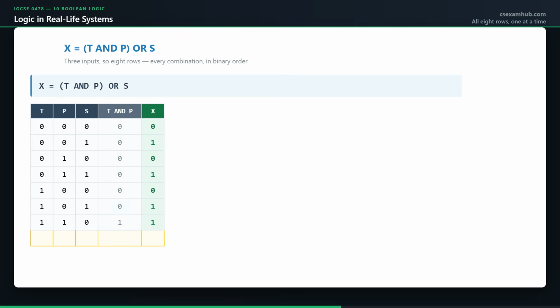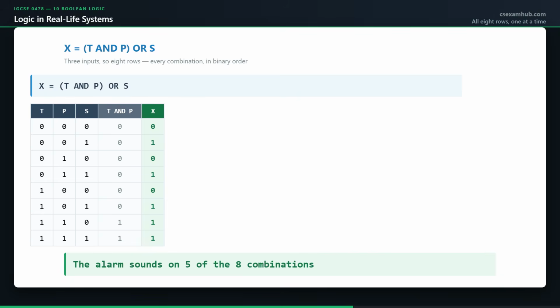Row 7, temperature and pressure both high, switch untouched. Now T and P is finally 1, so the alarm sounds without the switch. Row 8, everything on, alarm on. 5 of the 8 rows sound the alarm.